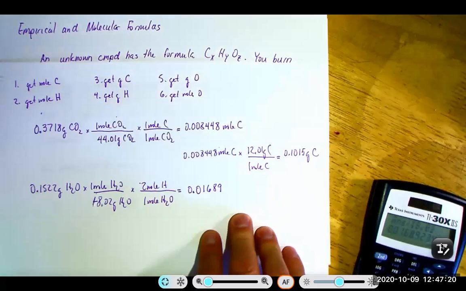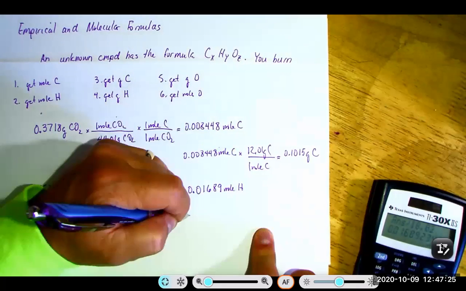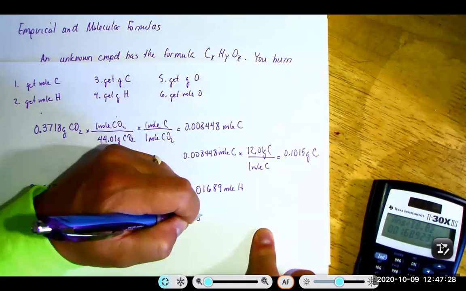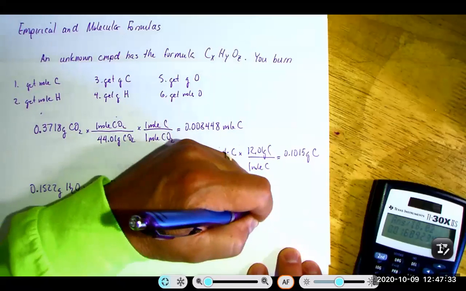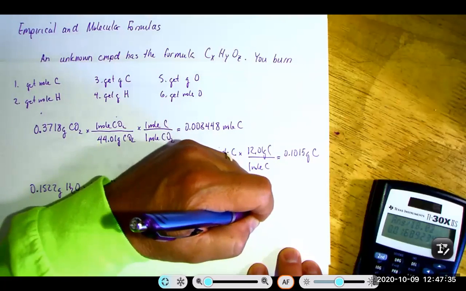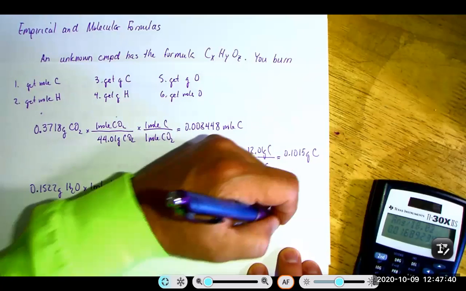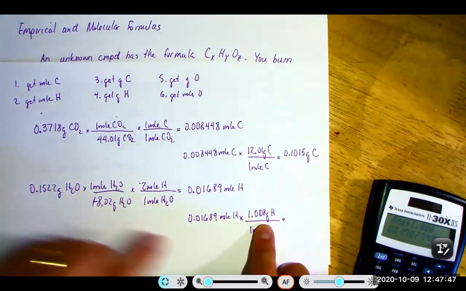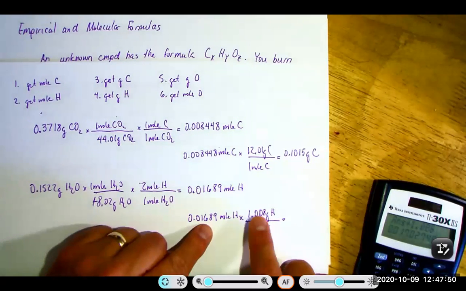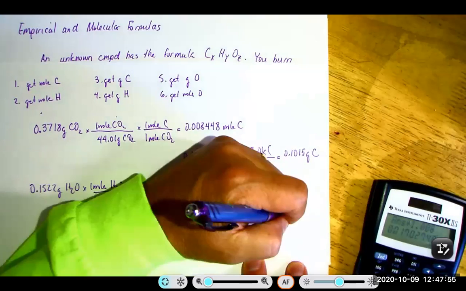mole of hydrogen. And then down here, I'm going to say 0.01689 mole of hydrogen times 1.008 grams of hydrogen per 1 mole of hydrogen. And the reason I use 1.008 here instead of 1.01 is because I have 4 sig figs here and I don't want this to limit it. So I get 0.01703 grams of hydrogen.